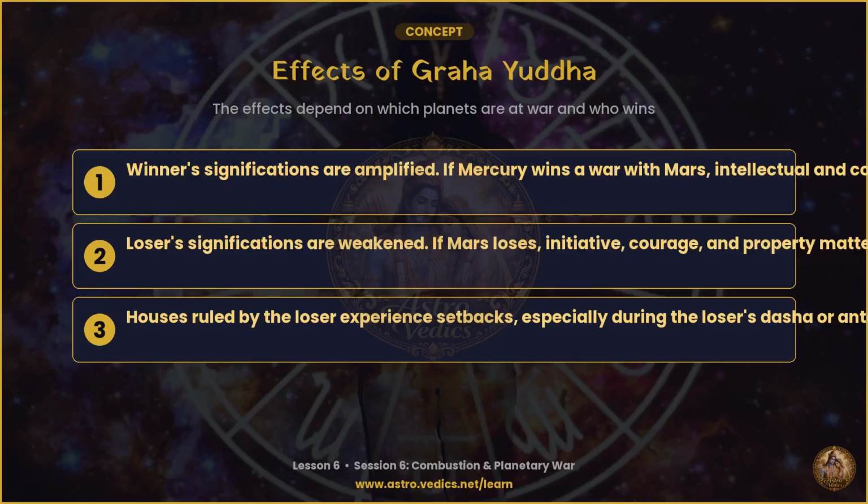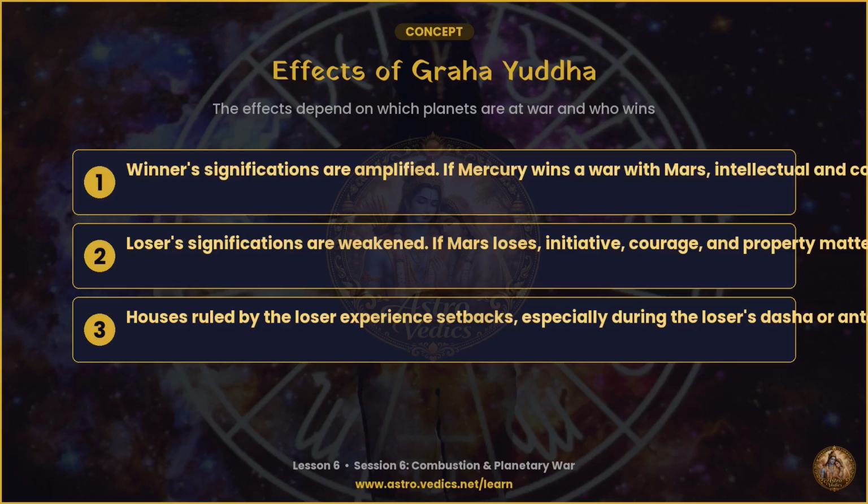Effects of Graha Yuddha. The effects depend on which planets are at war and who wins. Winner's significations are amplified. If Mercury wins a war with Mars, intellectual and communicative matters thrive. Loser's significations are weakened. If Mars loses, initiative, courage, and property matters may suffer. Houses ruled by the loser experience setbacks, especially during the loser's dasha or antardasha.